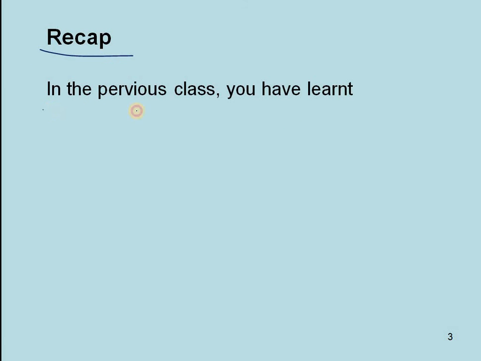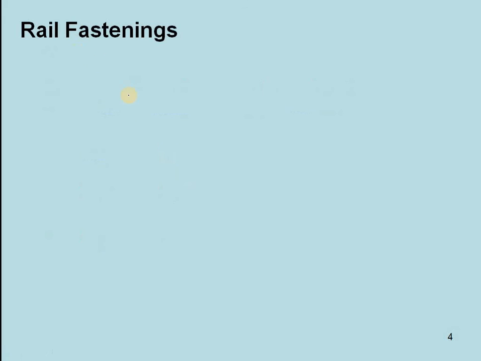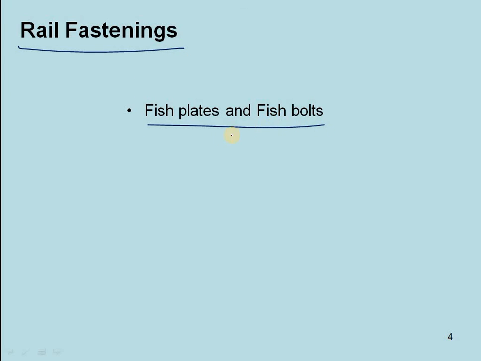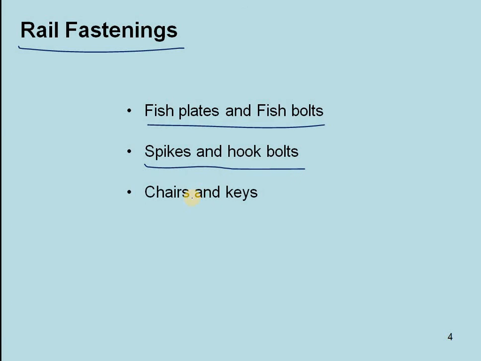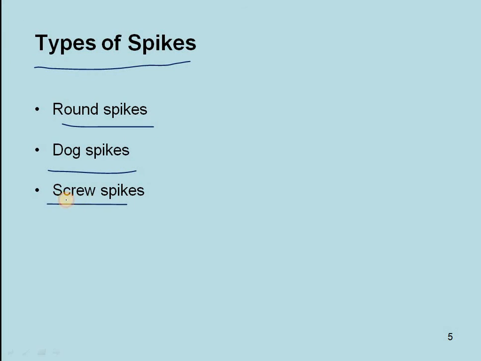Let us recap what we learned in the previous class. Rail fastenings: fish plates and fish bolts, spikes and hook bolts, chairs and keys, bearing plates. Types of spikes: round spikes, dog spikes, screw spikes, elastic spikes. These all we have seen in the previous classes.